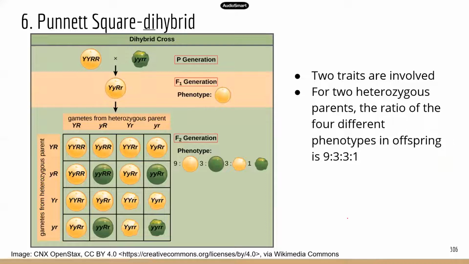We're going to go a little bit more in depth, and look at what happens when you are looking at two traits at the same time. So that's dihybrid. Di means two. We are looking at two traits at the same time. In this case, both parents are going to have this particular genotype. So you can see we're looking at two traits, right? The color of the seed and the texture of the seed.